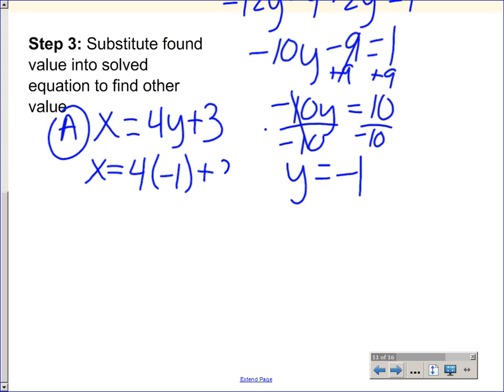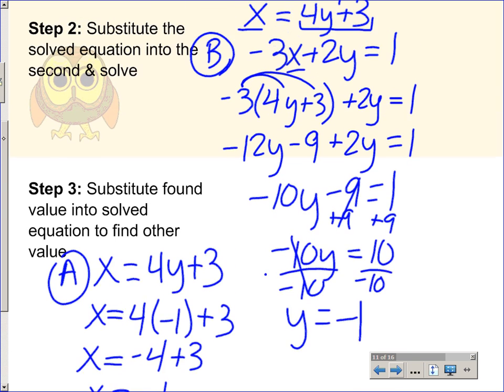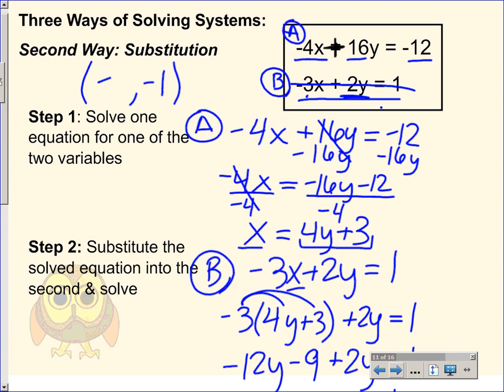y is negative 1. 4 times negative 1 is negative 4. Negative 4 plus 3 is negative 1. So it turns out that the solution to this system of equations is negative 1, negative 1. And that's how you solve a system of equations by substitution.